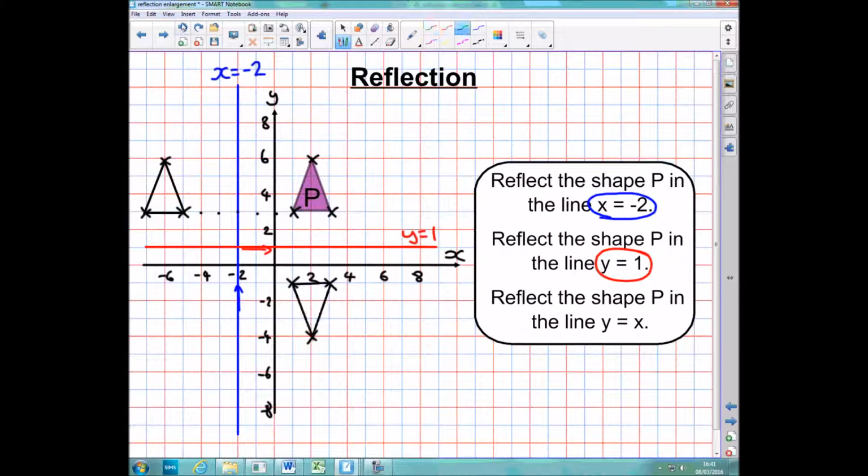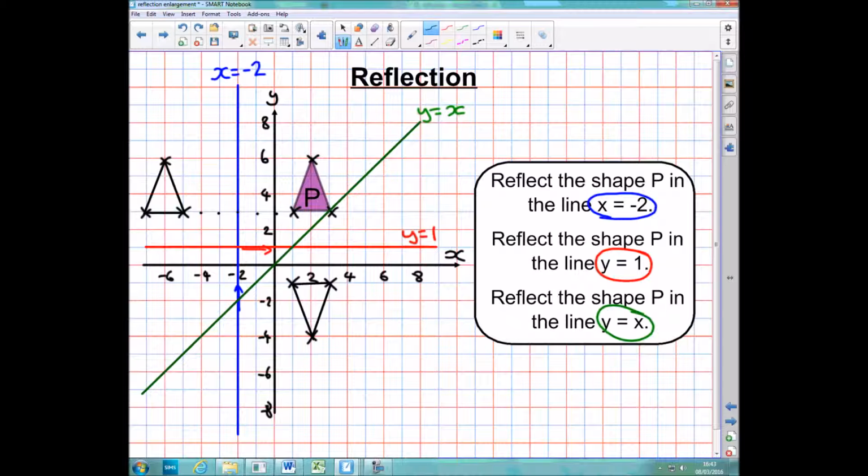Finally, I'm asked to reflect the shape P in the line y equals x. There's no way of working this out. This is just a line you've got to remember, and it is one that we've done before. It is the diagonal line. If you remember back to the very start of the video, we're going to do exactly the same thing we've done before, only we're going to count diagonally instead of up and down or left or right.